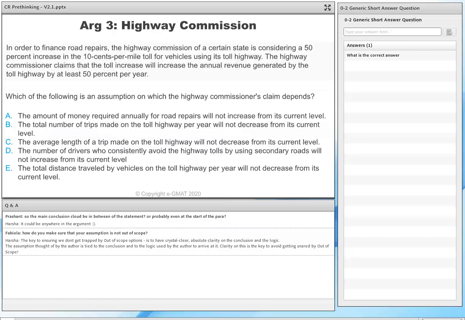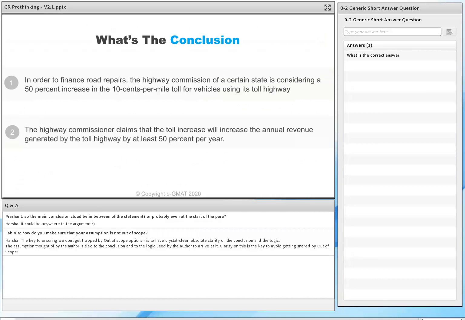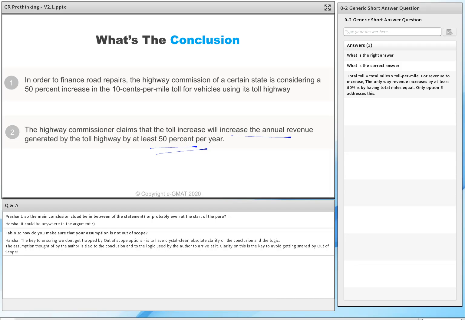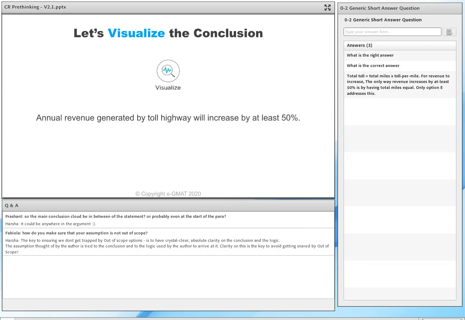So very interesting piece over here. When you read this argument, it doesn't seem like there's a conclusion there. So you read the question stem and you say, hey, the conclusion's there. The question says, which of the following is an assumption on which the highway commissioner's claim depends? Okay, so what's the claim? The claim is very clear that the toll will increase the annual revenue by at least 50% per year. We'll get to the right answer.